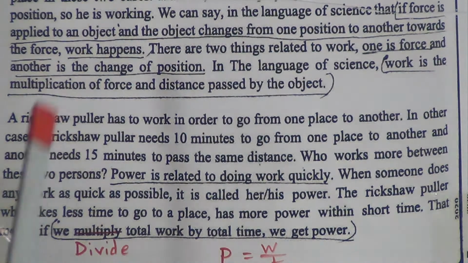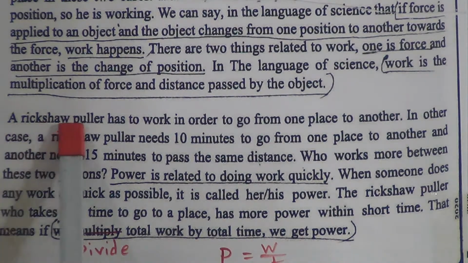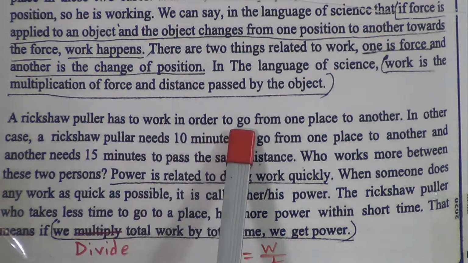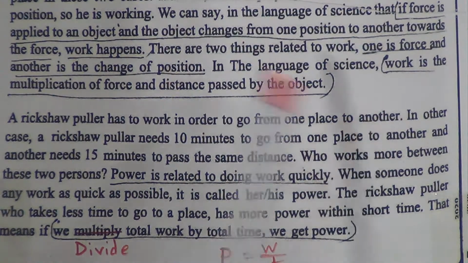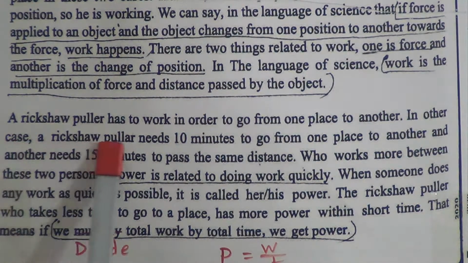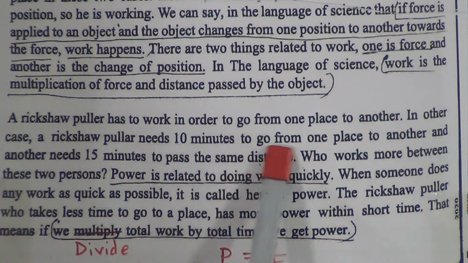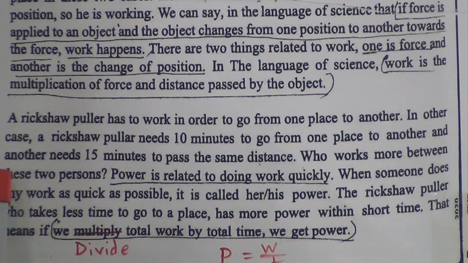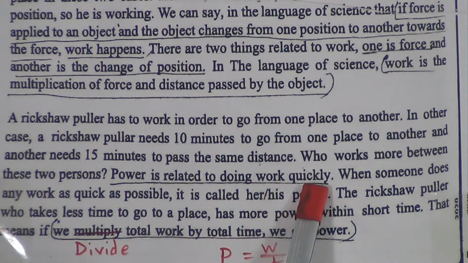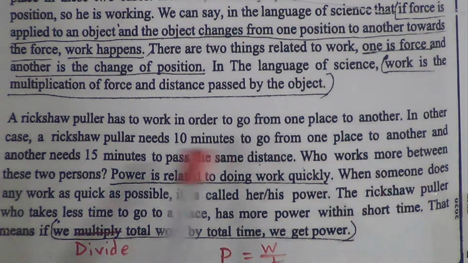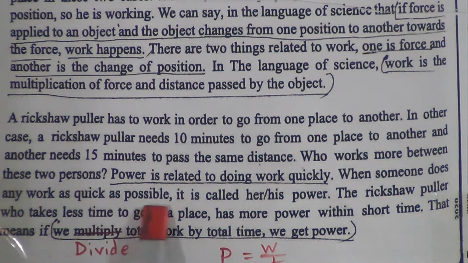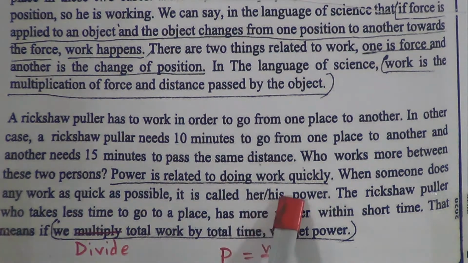Now, we will learn about power. A rickshaw puller has to work in order to go from one place to another. In another case, one rickshaw puller needs 10 minutes to go from one place to another and the other needs 15 minutes to pass the same distance. Who works more between these two persons? Power is related to doing work quickly. When someone does any work as quickly as possible, it is called her or his power.